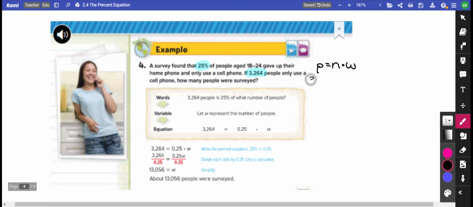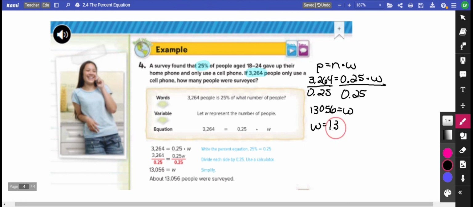Well, our part is 3,264 equals our percent, which is 0.25, times our whole. I'm going to divide both sides by 0.25. 3,264 divided by 0.25 gives us the answer of 13,056 as our whole. So that means 13,056 people were surveyed.